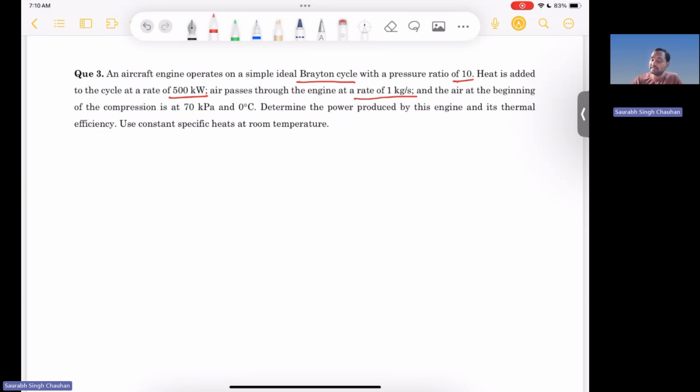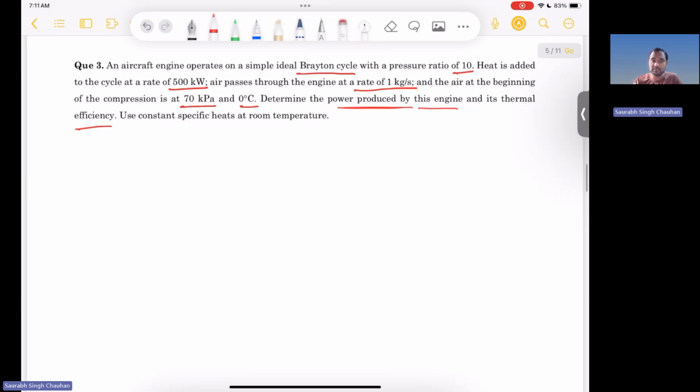And the air at the beginning of the compression is 70 kilopascal and 0 degree Celsius. We have to find the power produced by this engine and its thermal efficiency. And we can use the constant specific heats at the room temperature. So this is a simple question based on the Brayton cycle. We can easily solve this question. First, we should make the TS diagram.